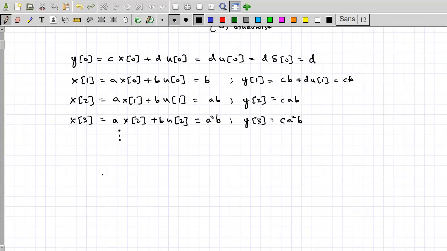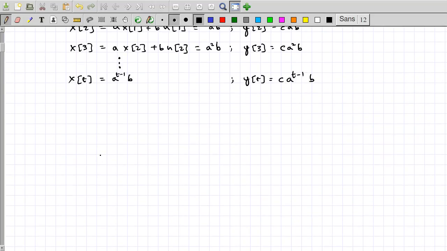So in general you will get x of t over here equals a to the t minus 1 times b, and y of t over here is simply equal to c times that, which is c times a to the t minus 1 times b.